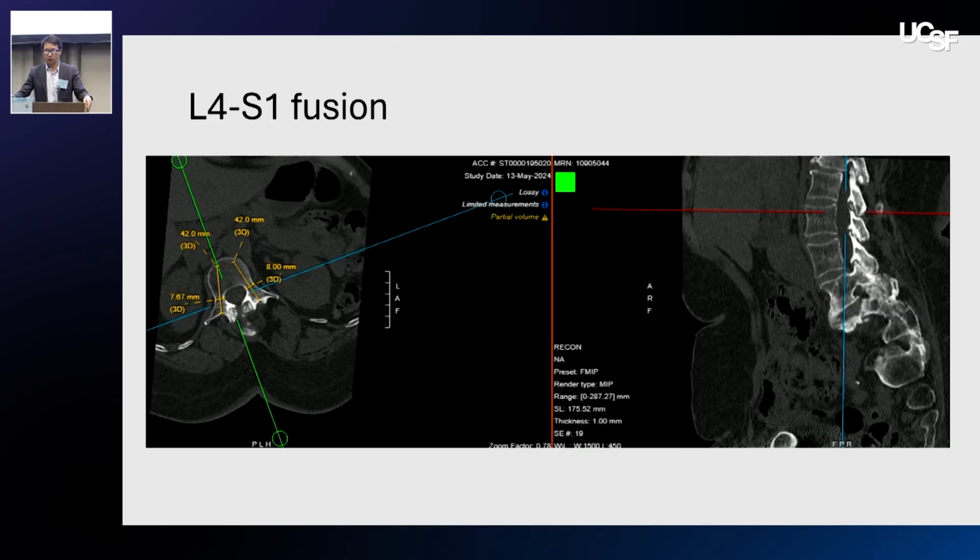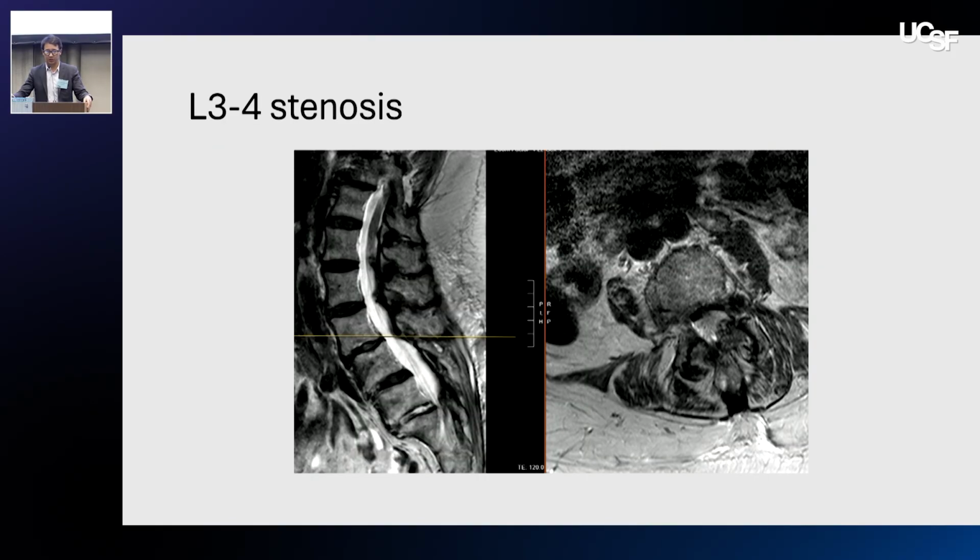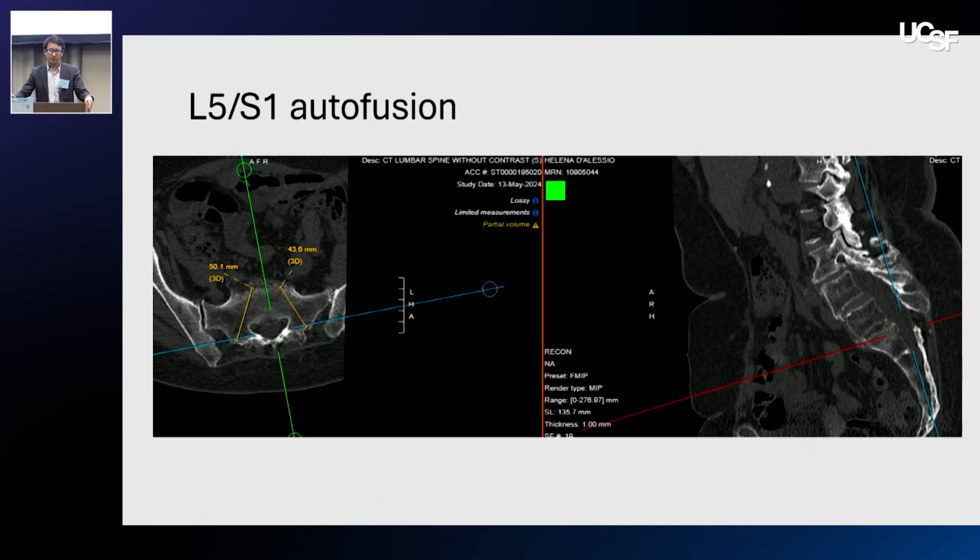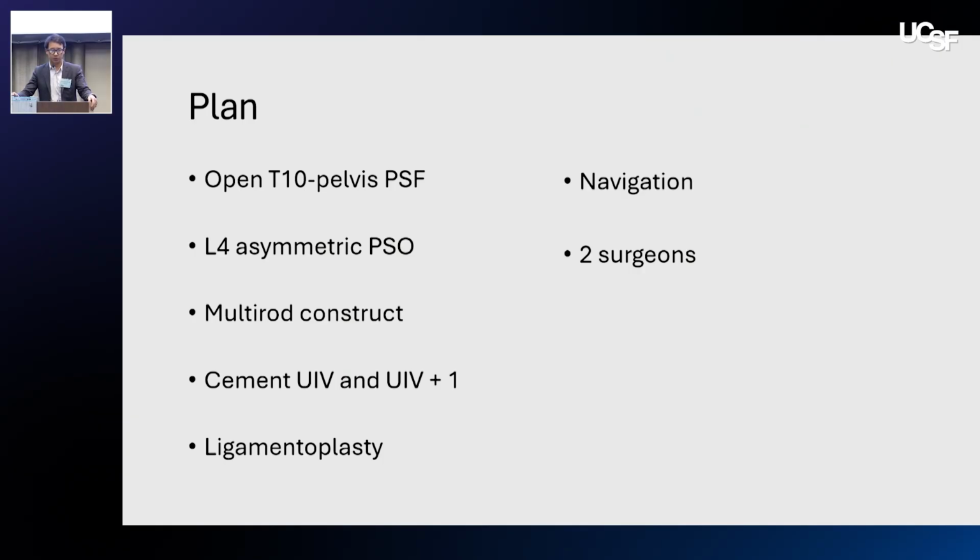She's had an onlay fusion in the past, so she is solidly fused in this deformed alignment, and does have stenosis explaining her leg pain. And again, she is autofused both anteriorly and posteriorly at the lumbosacral junction. So this was our plan.